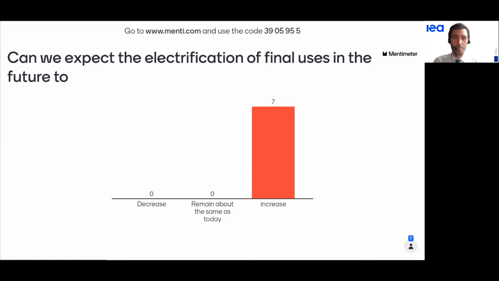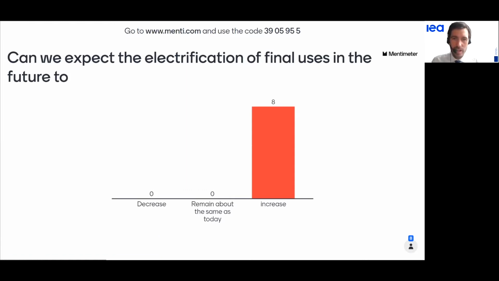Then we can have some specific dynamics depending on the region. In Europe, China, the US, in the OECD context, transport is already electrifying a lot, and this is set to increase further. We also expect further electrification of industry and of the building sector, and in the case of sub-Saharan Africa, we expect all sectors to electrify further. So thank you for your answers.